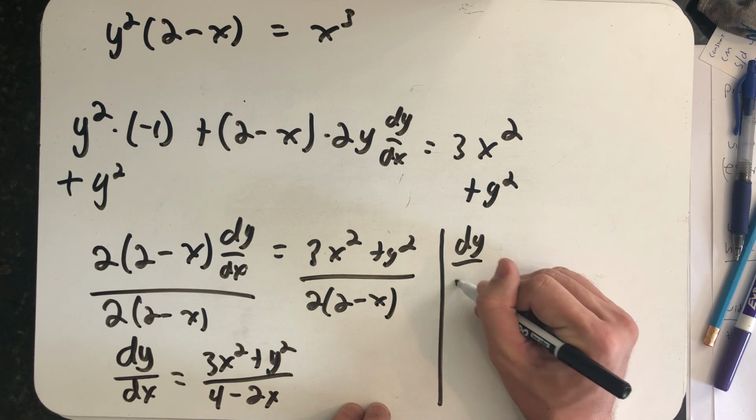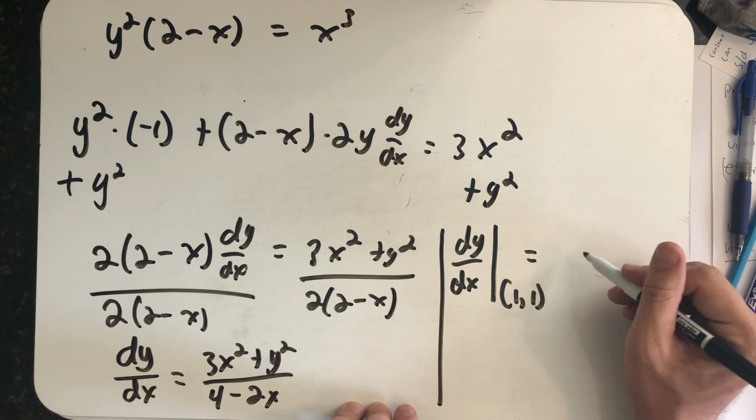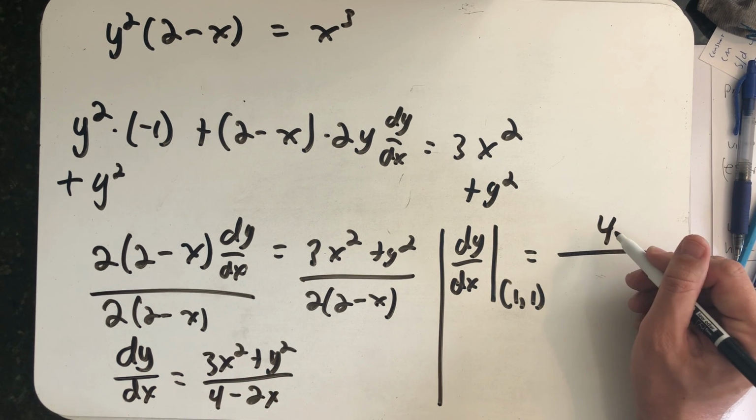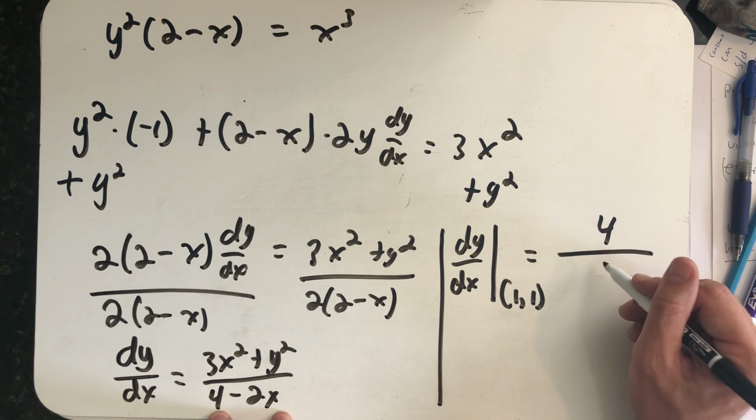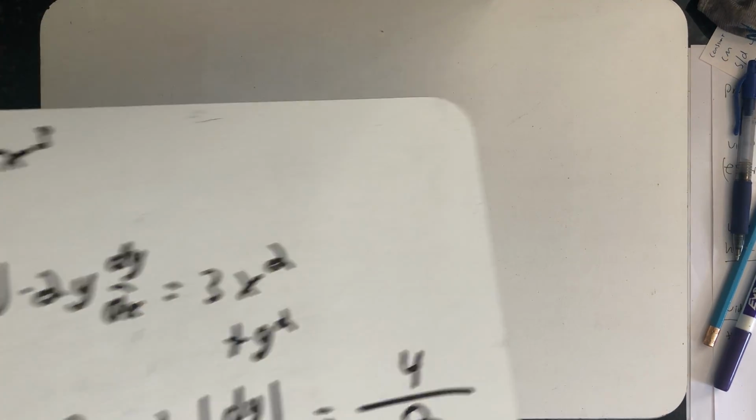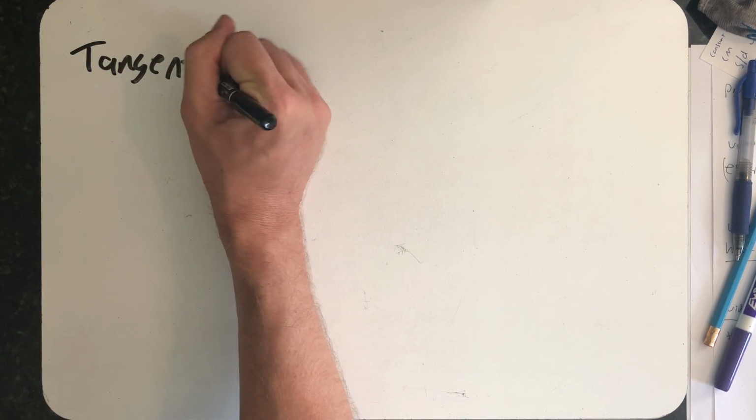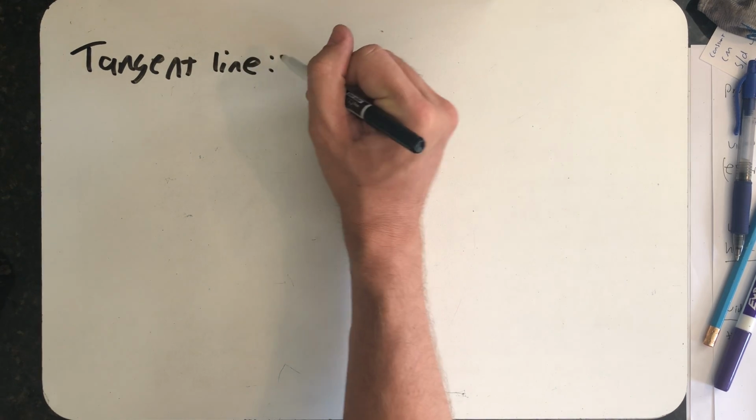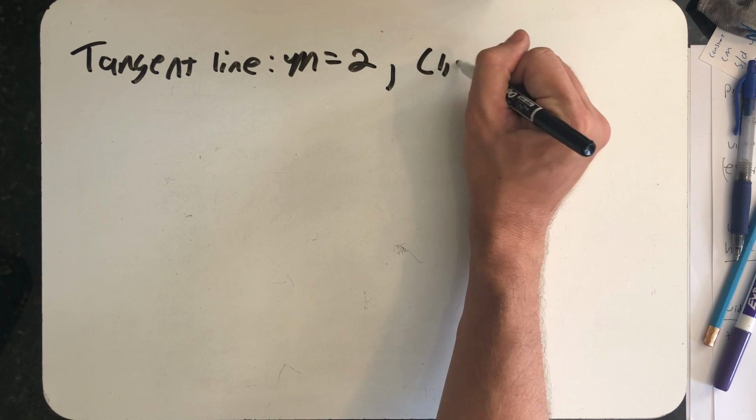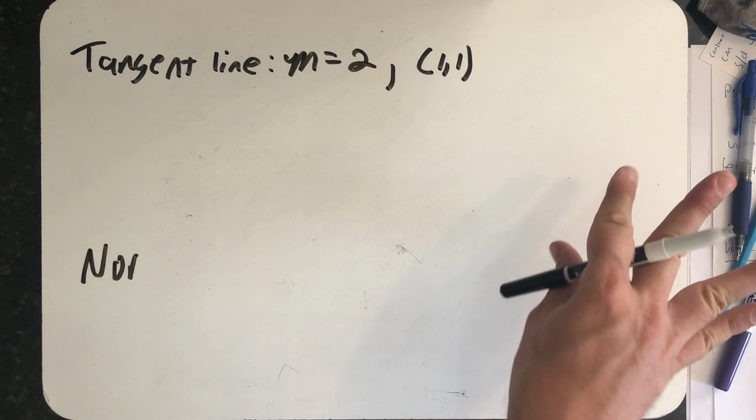dy/dx evaluated at the point (1, 1). On the top, that would give me 3 plus 1 is 4, and on the bottom, I would have 4 minus 2 is 2. I get a slope of 2. So when I'm thinking about my tangent line, the slope is going to be 2, and the ordered pair I have to pass through is (1, 1). I can use point-slope. I'll find that equation, no problem.